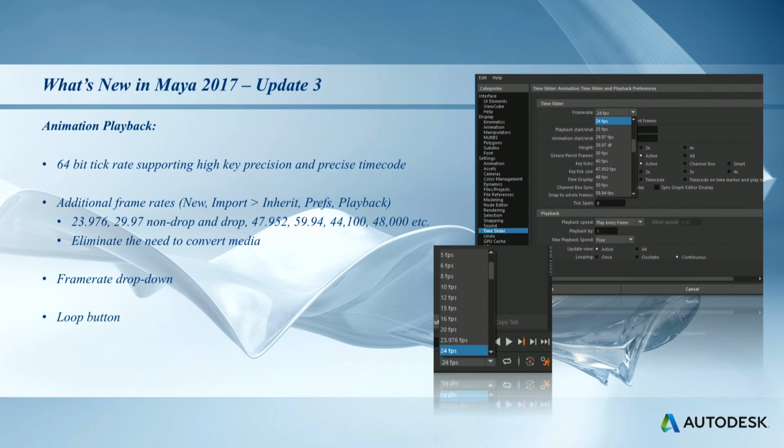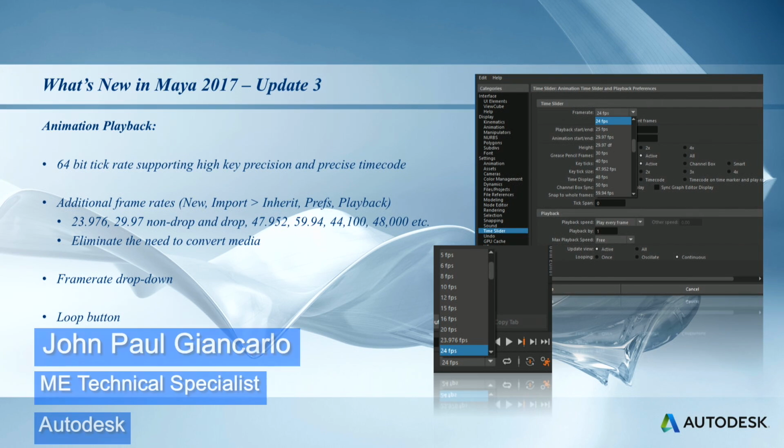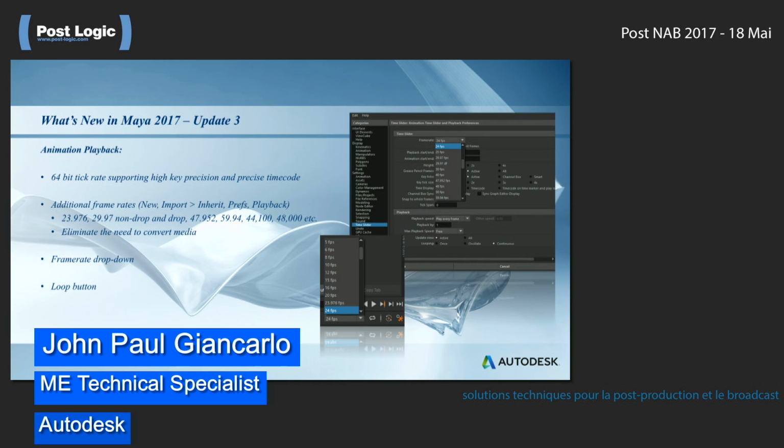Animation playback now in Maya 2017 Update 3. We got 64-bit tick rate support, so we have higher key precision and precise timecode. That means now you have additional frame rates, which you can import and it'll be inherent to your new scene. So if you import your scene with your frame rate, it's going to come into your new scene exactly as that. So if it's 23 or 24 frames per second, it'll stay like that in your scene, regardless of the frame rate on that particular scene. So it's going to translate really nicely. Now we have this frame rate drop-down as well.